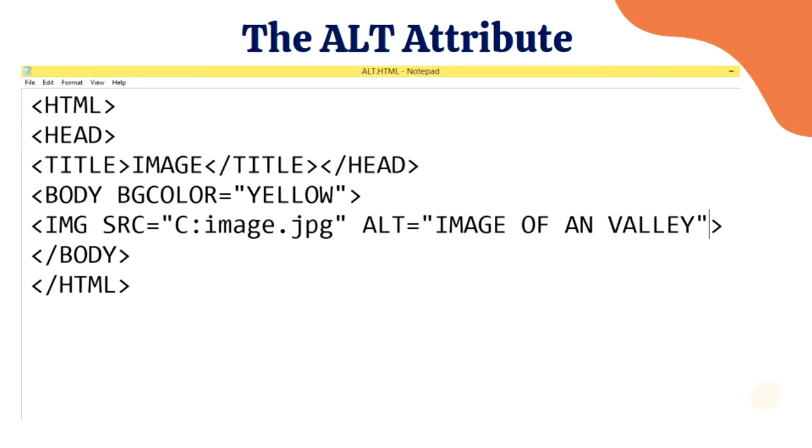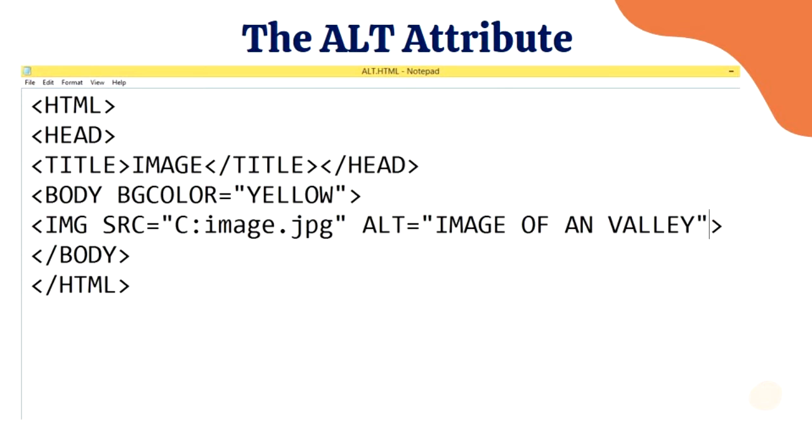So let us discuss with an example. Here I am going to illustrate how to display alternate text when an image is not being displayed. First we need to open the HTML program with the HTML tag followed by the head tag, then title. The title we are going to give as image, and close the title tag and close the head tag. Now body color, which color you want to put in the background. Here I am taking yellow. Now the next line, image source, c:image.jpg, that is the location of the image.